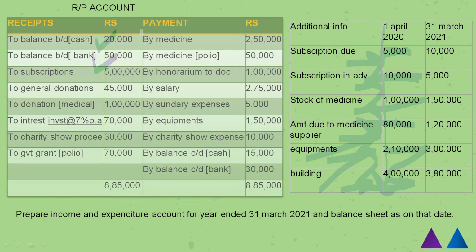Now look, there's one more point here. I can see they're all expenses only and payments only. But here, interest on investment is 7% per annum, and they received 70,000. So there must be some investment to receive interest on, but I cannot see any investment anywhere in this question. Definitely they received interest on investment for the entire year, so the investment must have been there at the beginning of the year itself. That means it should also come in the closing balance sheet. So let us see how we calculate the interest on investment and make all the necessary changes.